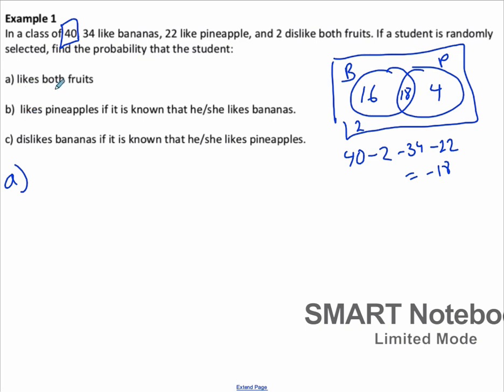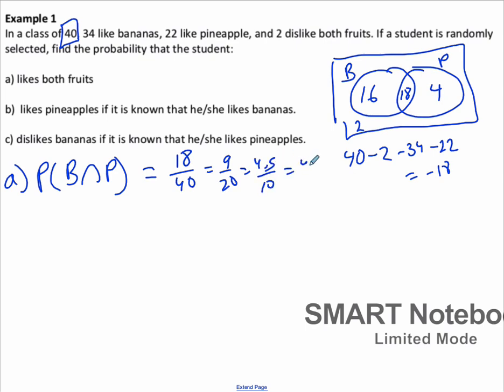So the probability that some random person from this group likes both fruits, so that's the probability they like banana and pineapple, is, well, you can count here and just count up how many like both of them. Well, it's 18. It's right at the intersection. So it's 18 out of 40, which is 9 over 20, which is 45 out of 100, which is 45% if you like percents, or you can leave it as a fraction.